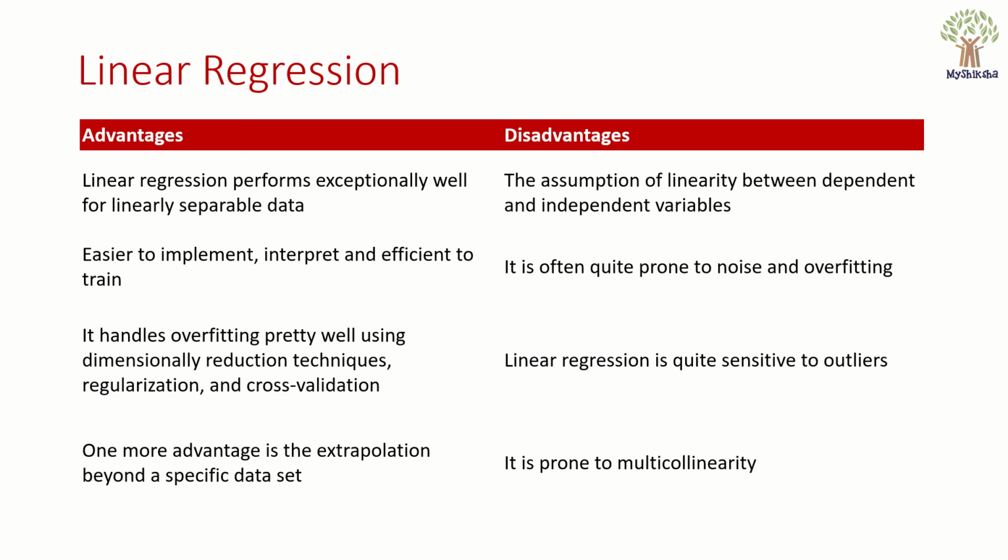Looking at the third advantage, it handles overfitting pretty well using dimensionality reduction techniques, regularization, and cross-validation. So you understood the problem, that is the disadvantage of linear regression, that it is prone to overfitting. But the good news is there is a solution available for it. If you remember the types of machine learning algorithms, I would have spoken about regularization algorithms and dimensionality reduction techniques. Regularization is nothing but, can I generalize the model that can be built with the help of the equation? So what kind of techniques can I apply there?